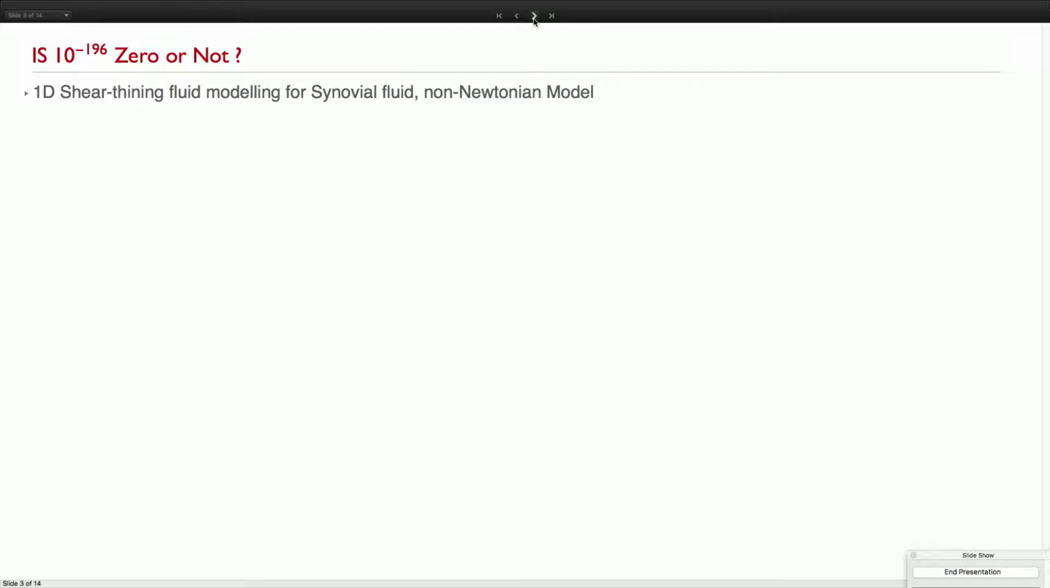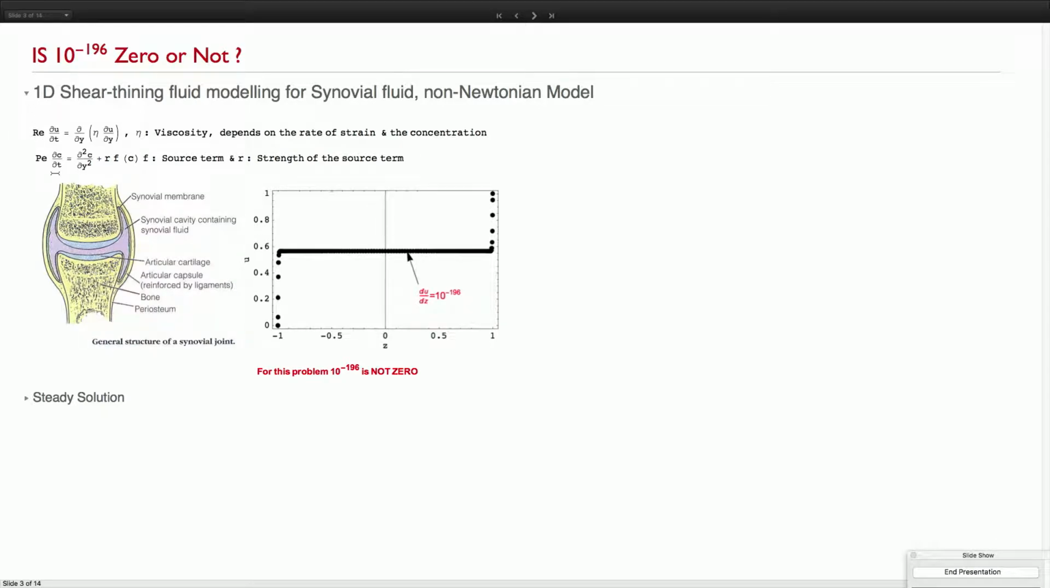So I have a model here which requires a differentiation between 10 to the minus almost 200 and 0. And this is a snowwheel fluid modeling. This is an academic work done in Turkey at Boğaziçi University. There we are modeling a snowwheel fluid, which is the fluid between your joints. I'm not going to go into detail of the model. This is your momentum balance. This is your concentration. And you have a viscosity parameter, which depends on the R value and the source term.